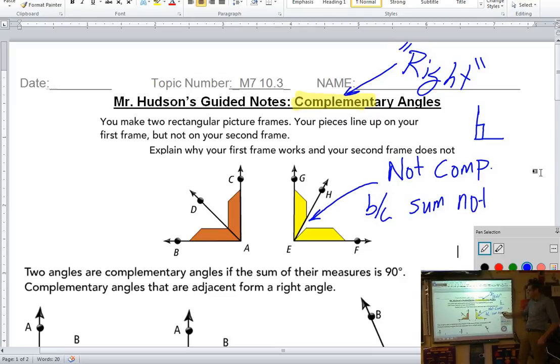Because the sum is not 90 degrees. There's a gap there. There's an opening. If I had made that as my picture frame, Chelsea would have been very upset.